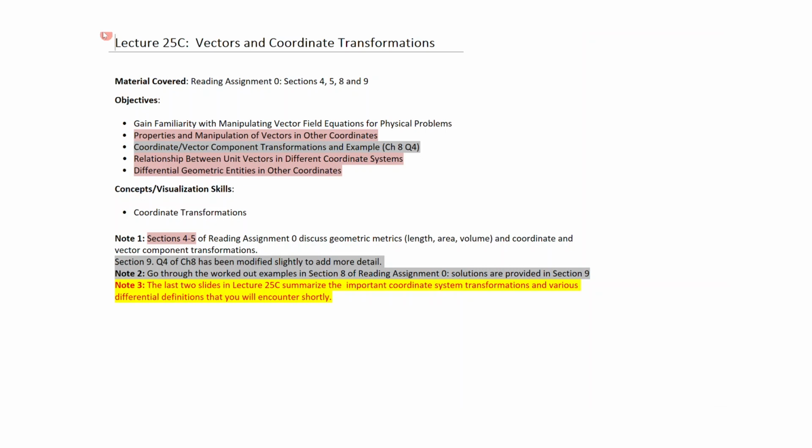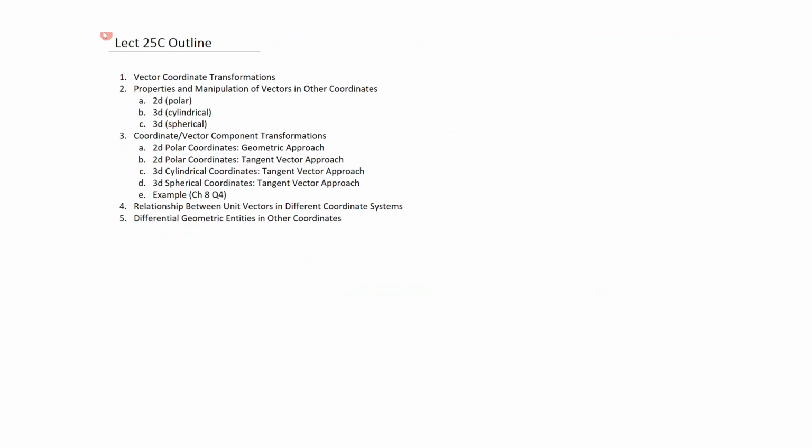So the basic concept visualization skills is basically feeling comfortable with doing coordinate transformations. And the items below, note 1, note 2, note 3, are just some additional material which you might find useful. All right, this is the outline. It's just typical in terms of what is to be provided. These are 5 different items. Leave it up to the person reading it just to go through and see for themselves what is to follow.